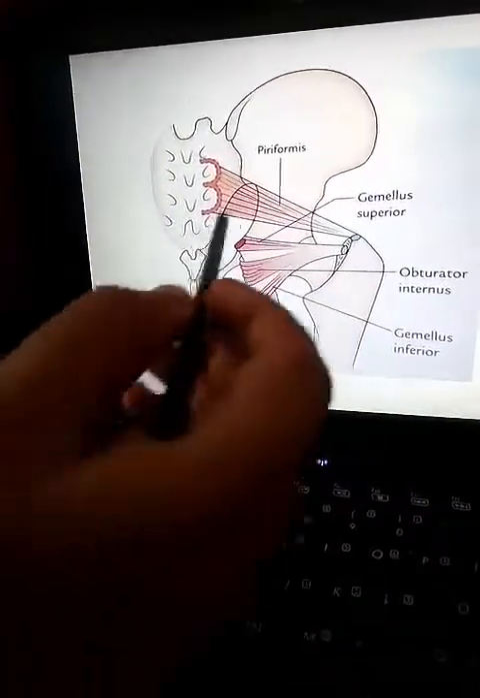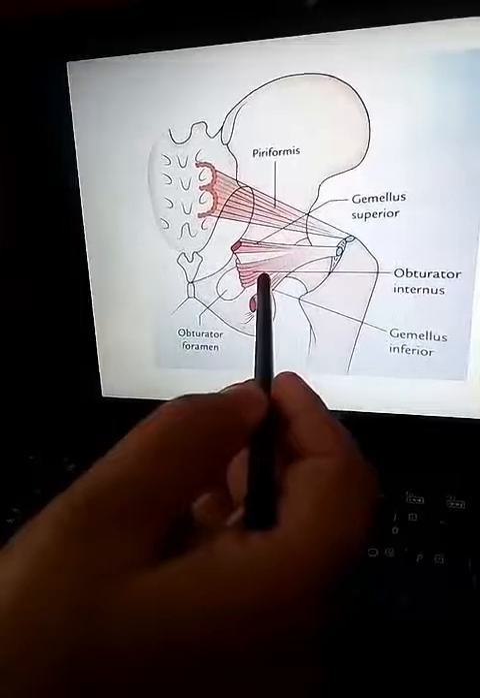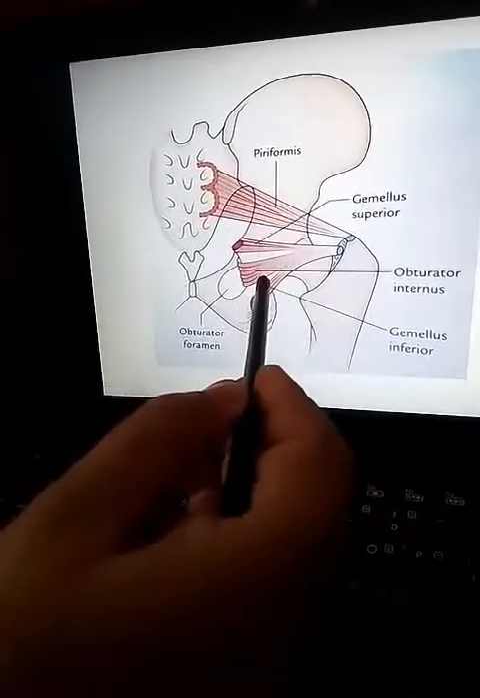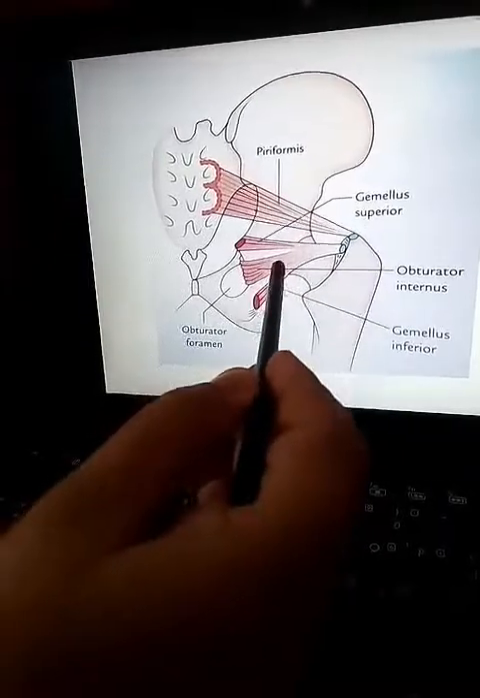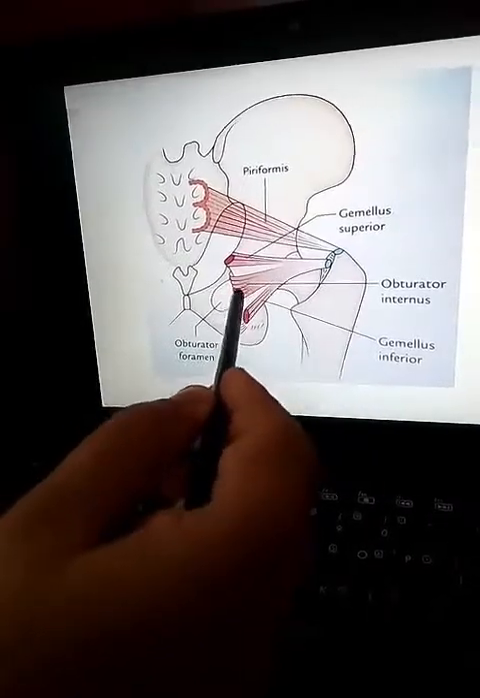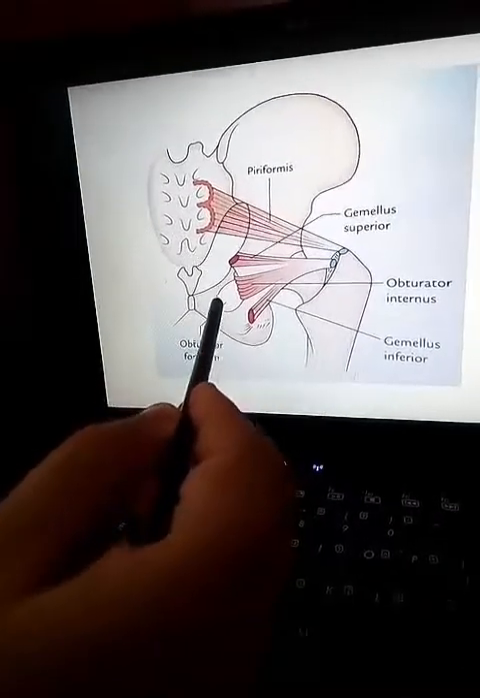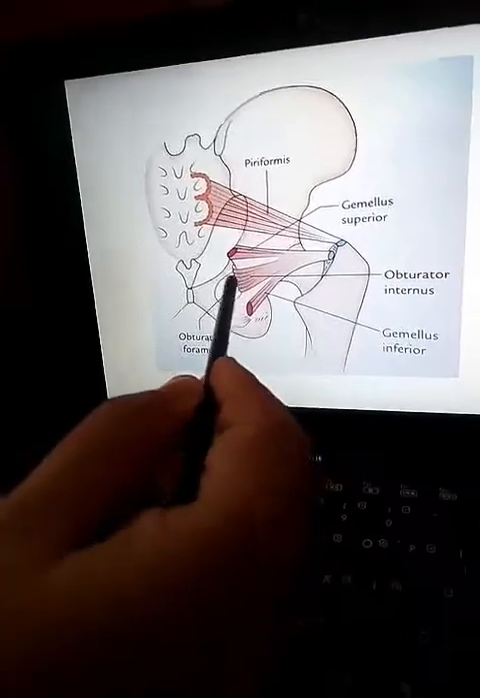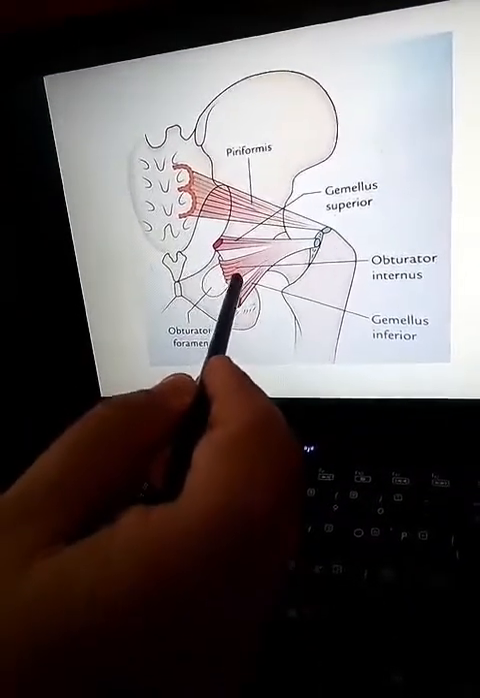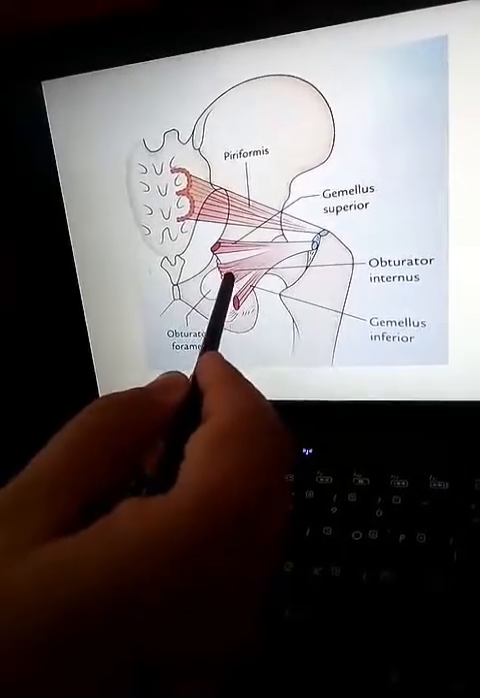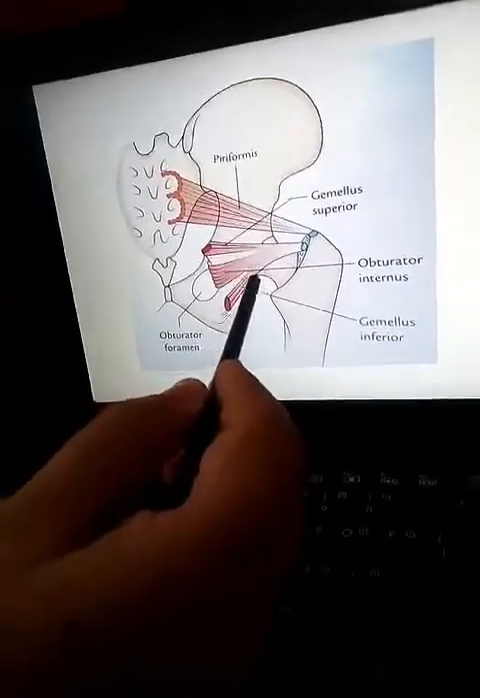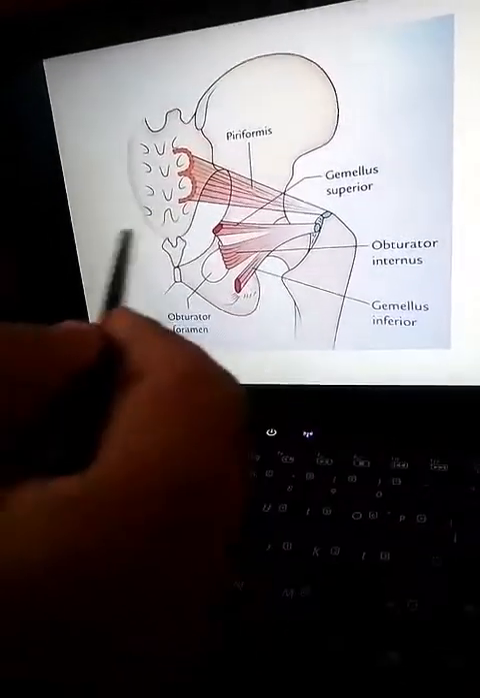Obturator internus is a thick fan-shaped muscle that covers most of the lateral wall of the pelvis. It arises from the obturator membrane, margins of the obturator foramen, and pelvic surface of the ilium between the obturator foramen and greater sciatic notch.